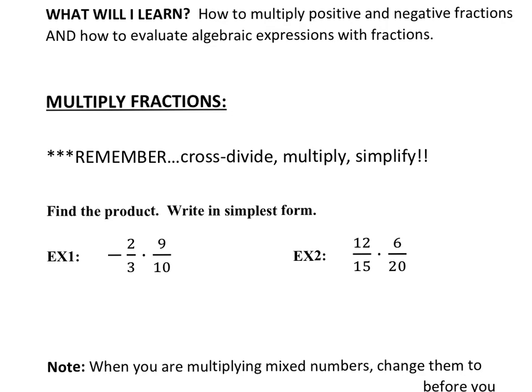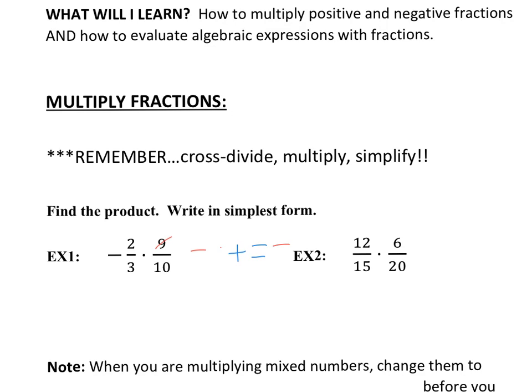So our first step is to look at the integer rules. So we have a negative times a positive. So our answer is going to end up being negative. So we're going to keep the negative for the end. Now the next part, we're going to cross cancel. So we're going to look at what we can divide diagonally.